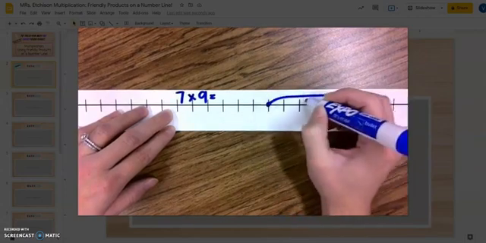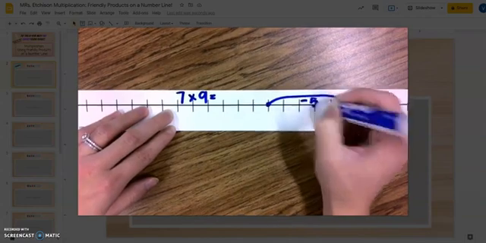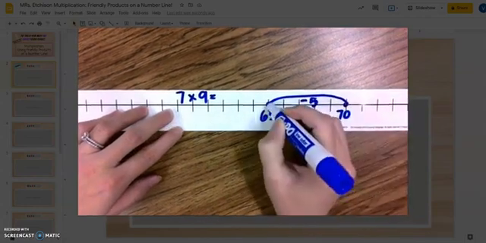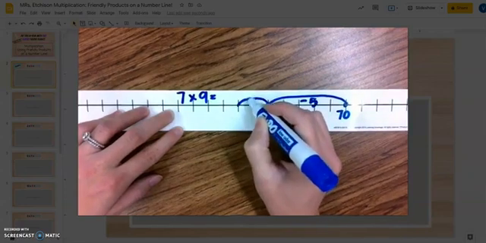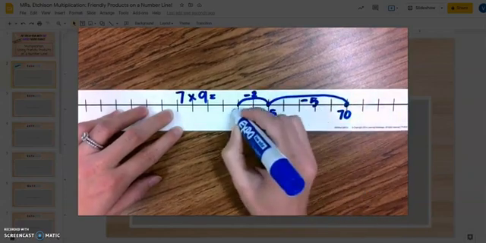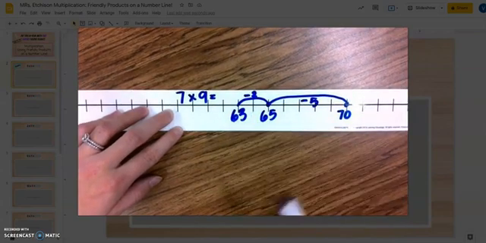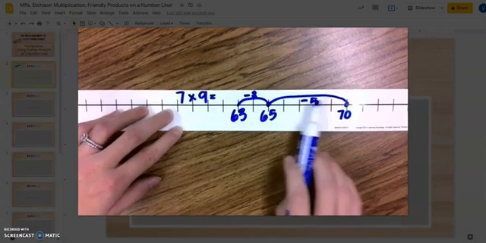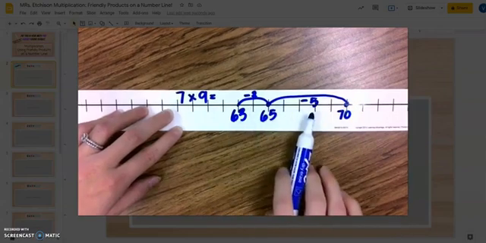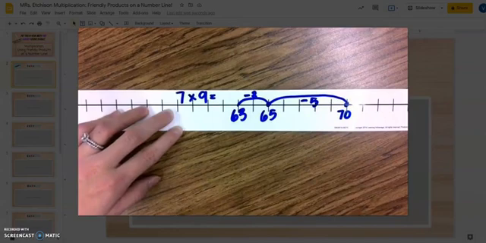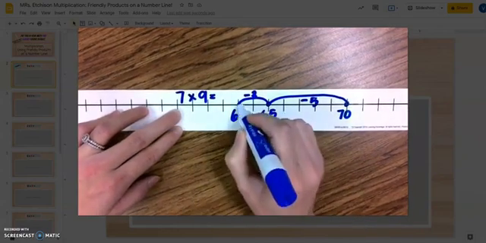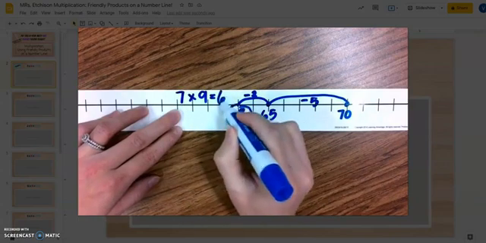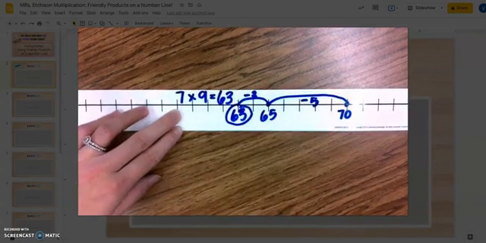I'm going to minus 5, and I know that's going to get me to 65. And then I'm going to do a jump of 2, minus 2, and that will get me to 63. So I did 7 times 10 to get to 70, and then I took away 1 group of 7, and I did that just by decomposing into friendlier numbers for me. And the product I land on is going to be the product of 7 times 9. So now I know that equals 63.